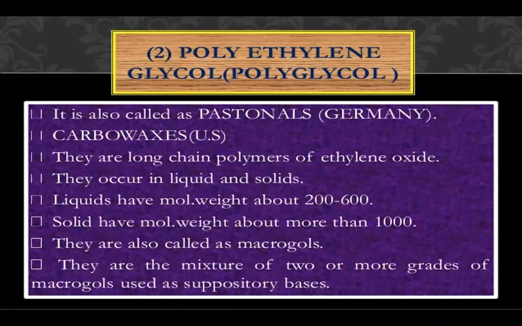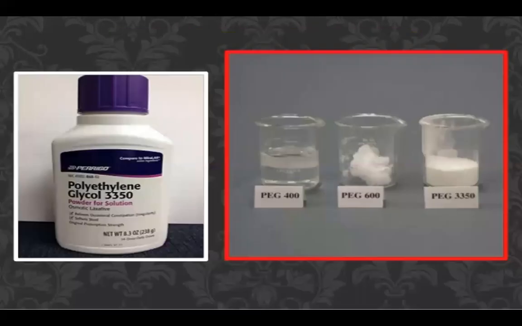They are also called macrogols. They are a mixture of two or more grades of macrogol used as suppository base. So here two different types of polyethylene glycols are added for suppository bases. You can see over there, if they are in liquid form, you have polyethylene glycol 400, semi-solid is polyethylene glycol 600, then there is PEG 3350, which has a different shape.